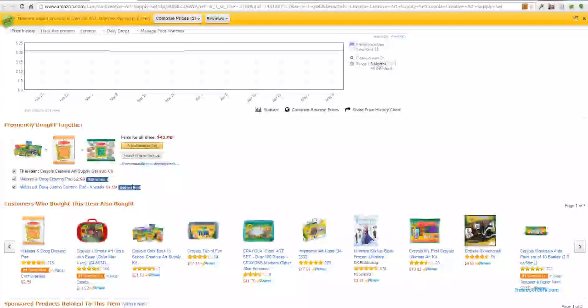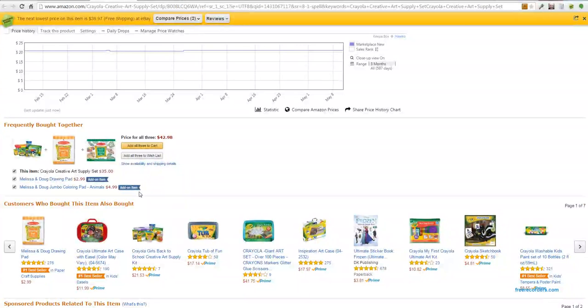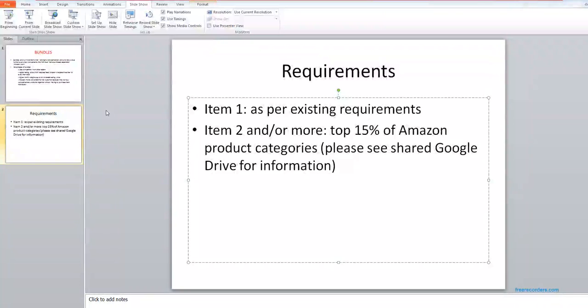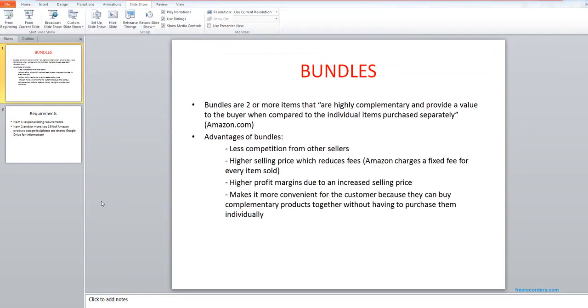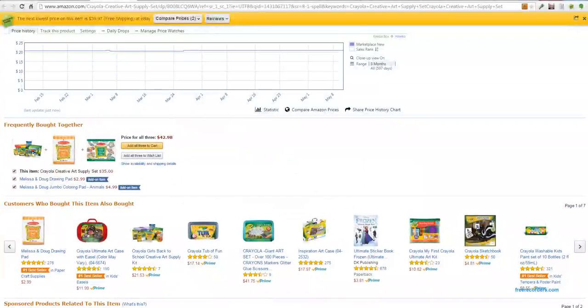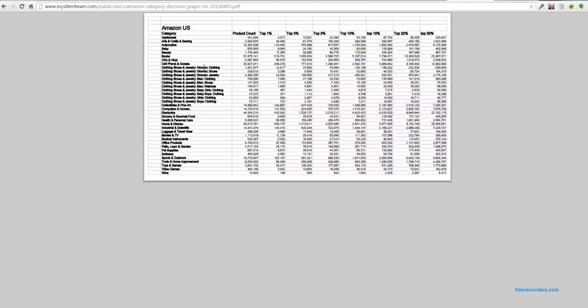So yeah, I hope my explanation was clear enough, and if you have any questions, please let me know. I'll be uploading just 2 slides to the shared drive, and I'll also be uploading the category decision helper onto the shared drive as well.